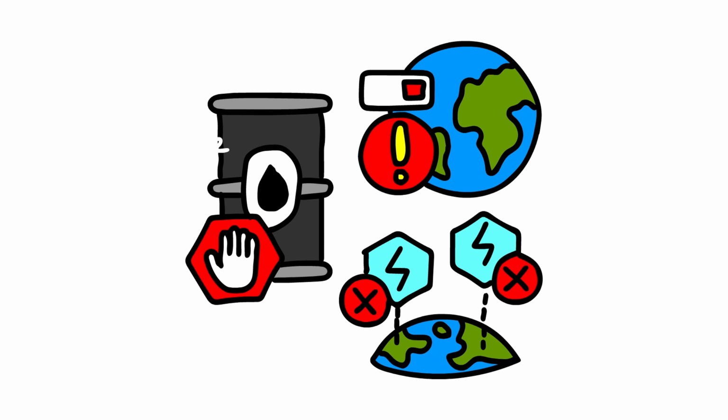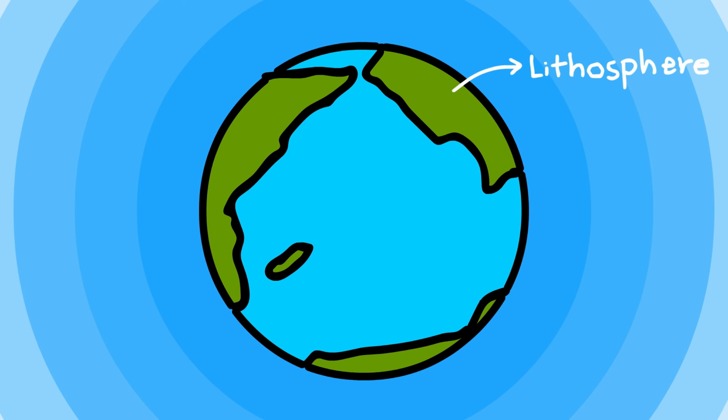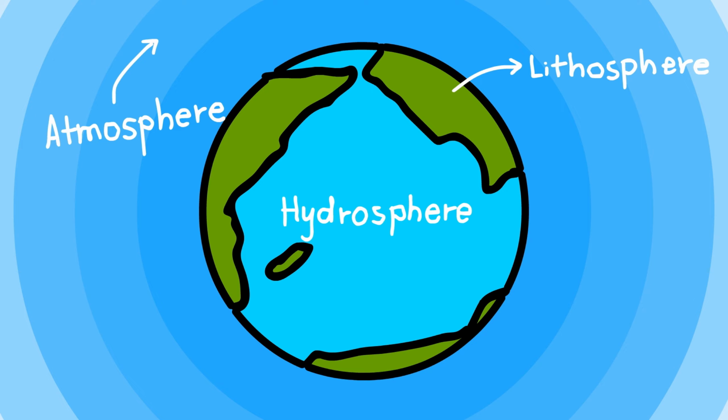There is thus a need to limit the use of resources of the earth to maintain the balance of nature between the domains of the lithosphere, the atmosphere, and the hydrosphere.